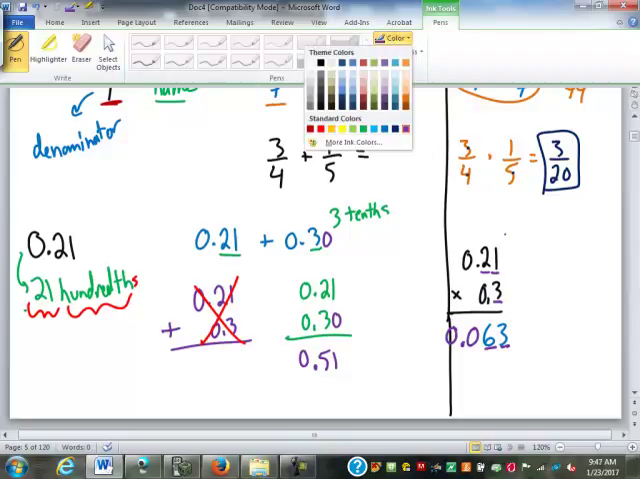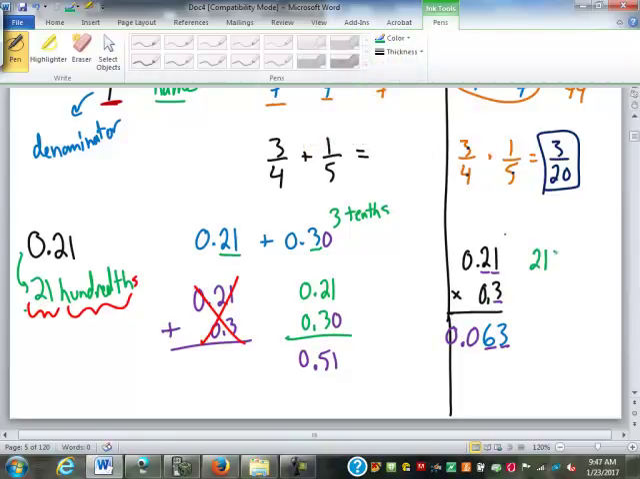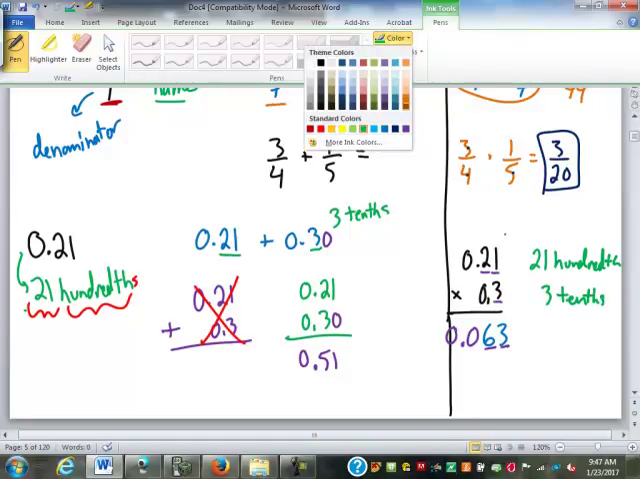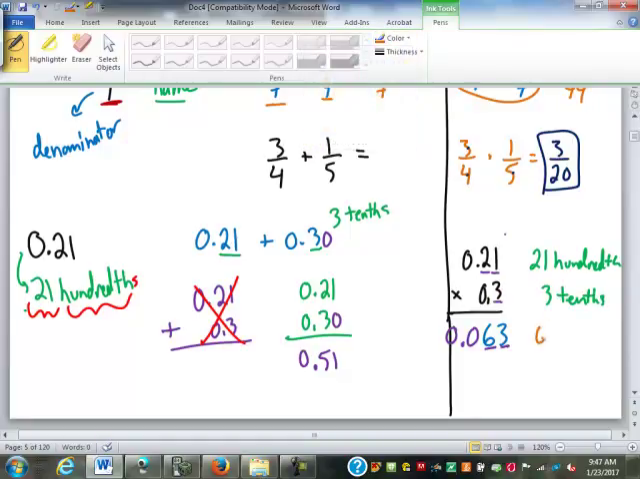The reason is, this is, as we said, 21 hundredths. This is 3 tenths. When we multiply, we combine the counts. 21 times 3 is 63, but we also combine the names. Hundredths times tenths is thousandths. So when we're counting up those decimal places in the problem and making sure we put that many decimal places in the answer, what we're doing is combining the names.